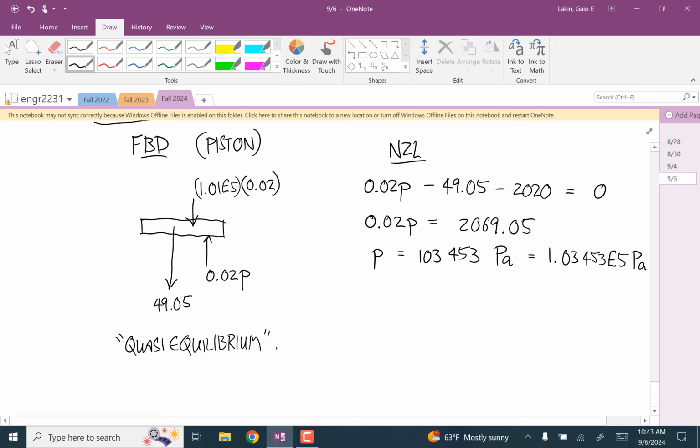And that just means it's basically in equilibrium the whole time. Stupid computer.